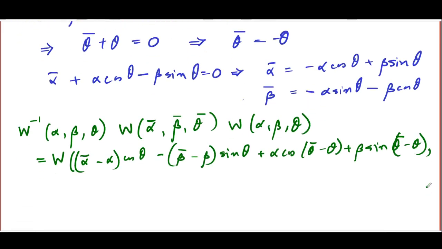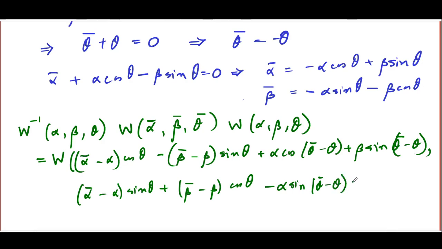The second argument is alpha bar minus alpha sine theta plus, maybe you should be able to guess this one, beta bar minus beta cosine theta, and minus alpha sine theta bar minus theta plus beta cosine theta bar minus theta. And third argument actually is very simple, because after all, the third argument just adds up. And so what you are going to get here is minus theta from here, plus theta from here and theta bar, and they will add up to give you just theta bar.